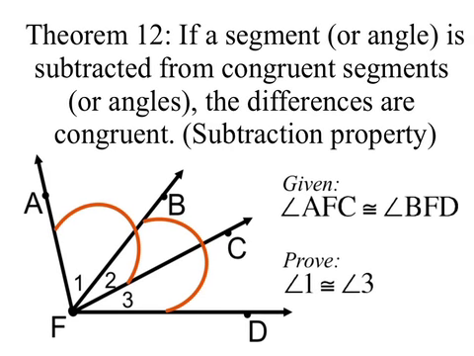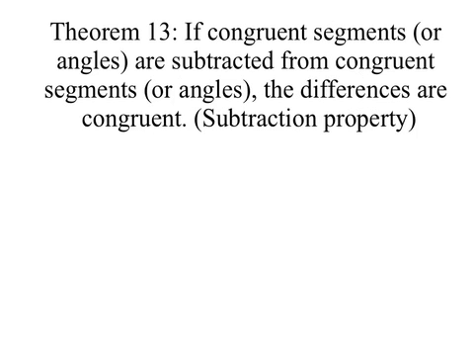We're going to subtract out their overlap, which is angle 2, and that's going to leave us with angle 1 congruent to angle 3 shown with blue arcs. And now one more theorem that could also be divided into two parts. If congruent segments or angles are subtracted from congruent segments or angles, the differences are congruent.